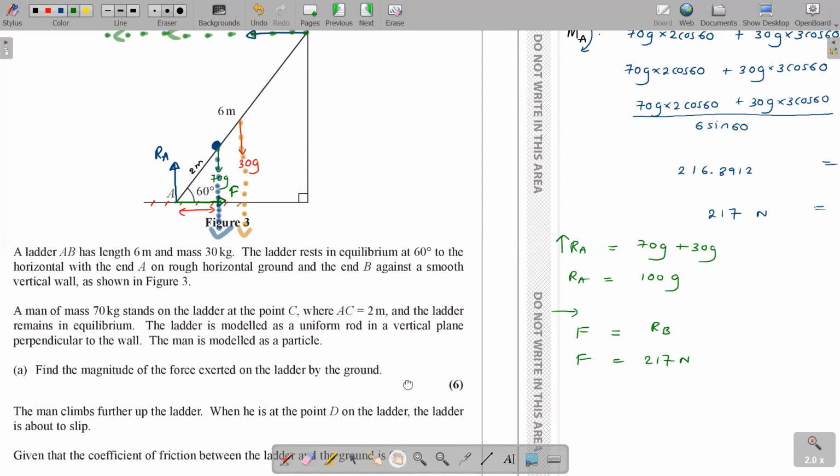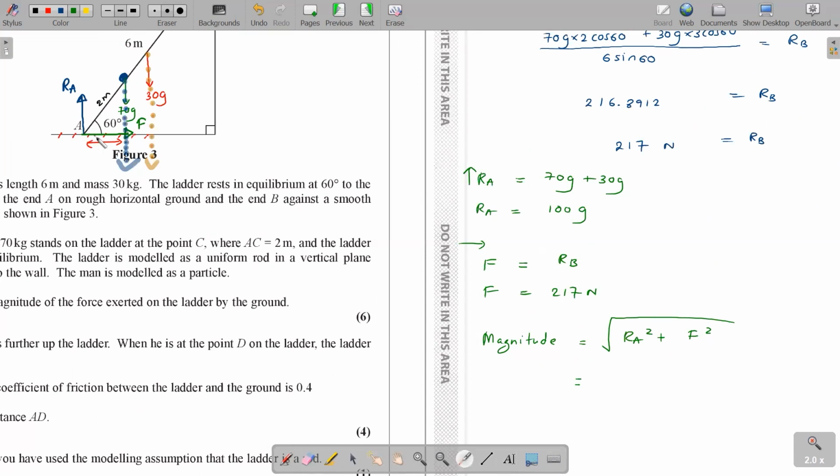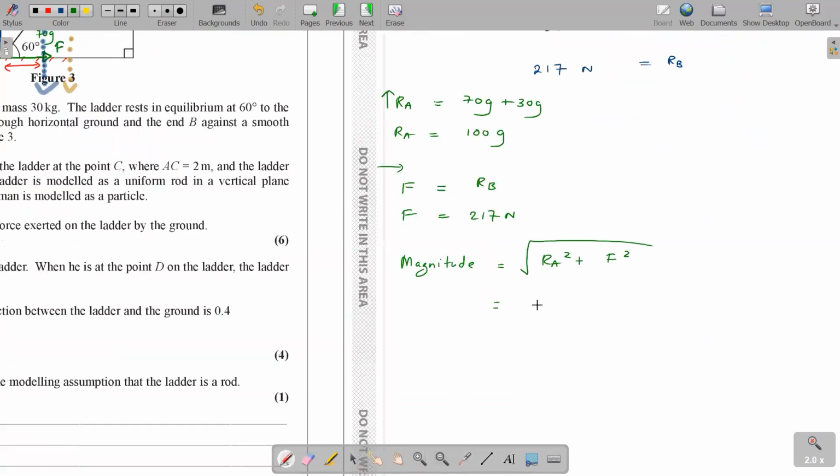So how do we find the force? Yeah, so we take the vertical force and the horizontal force and we square and root it. So we take the sum of the squares and we root. This gives us the resultant force at that point. So at this point, I want to get the resultant force. Normal reaction A is 100 g, square, friction is 217, square, root. Give the answer to 3SF or 2SF.